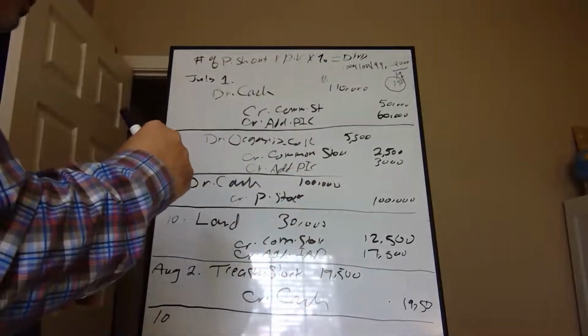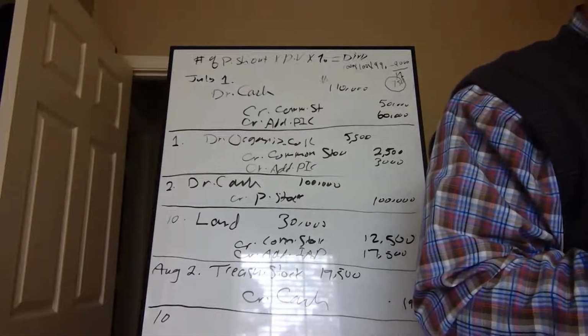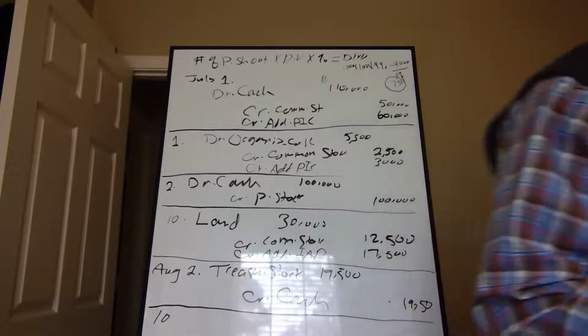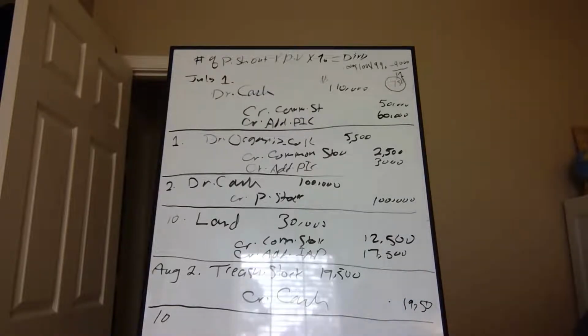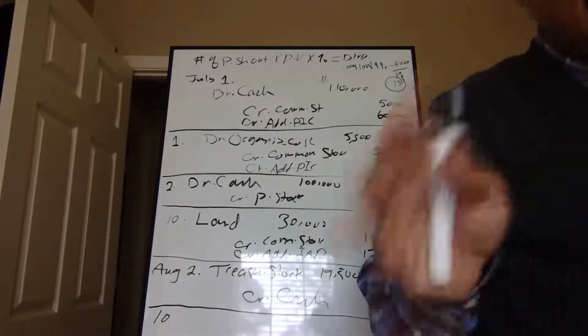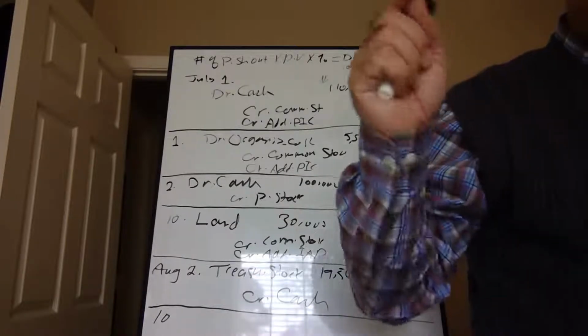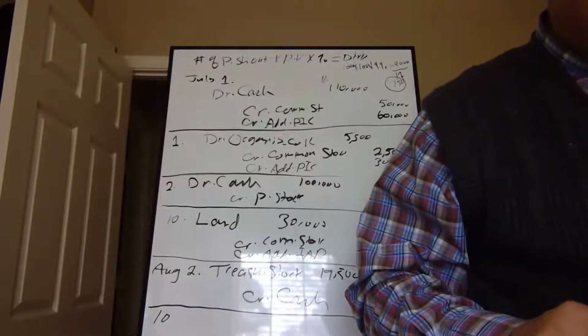Then they issued shares for the lawyer. How many? 500 shares, so 10,000 plus 500 shares. Then they issued shares for the land, 2,500 shares. That gives us a total of 13,000: 10,000 plus 500 plus 2,500 is 13,000.